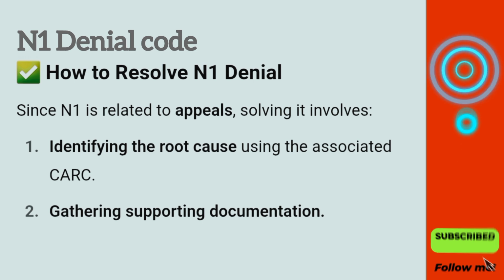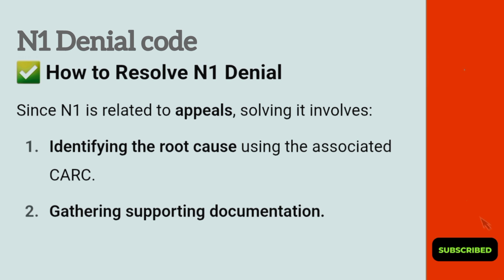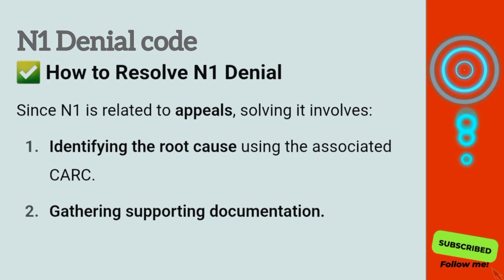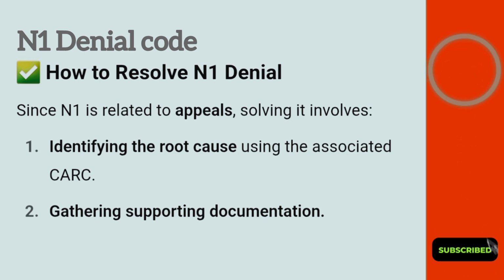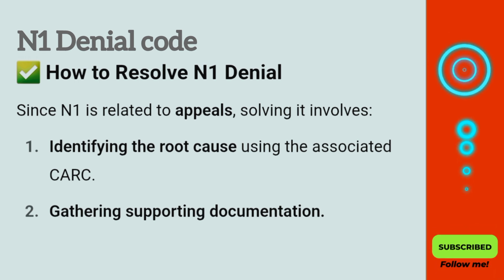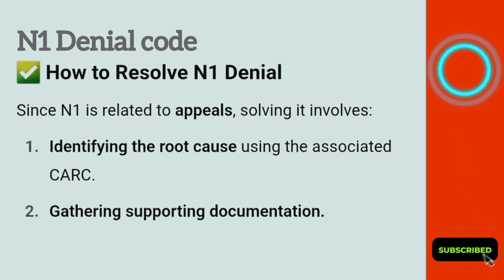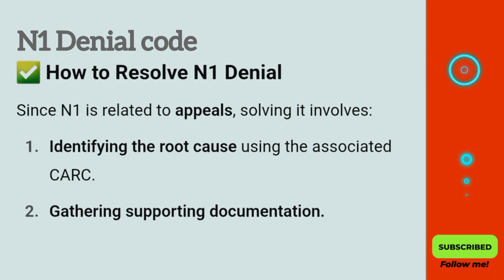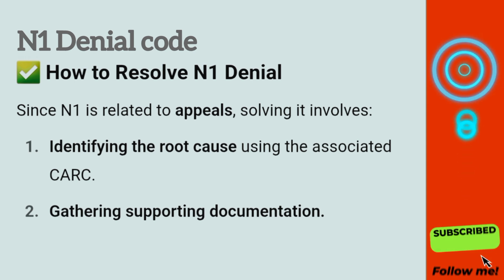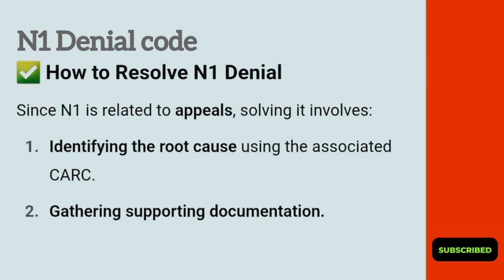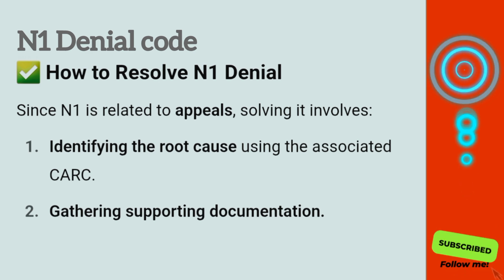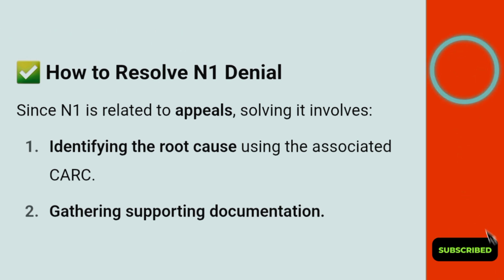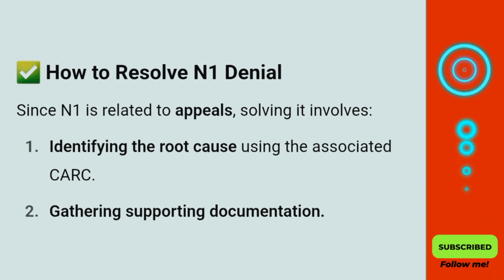How to resolve N1 denial code? Since N1 is related to appeals, solving it involves identifying the root cause using the associated CARC, right? The second step is to get supporting documents. When you are filing an appeal, you have to identify the root cause of that denial: why this denial was received, what mistakes happened, what was missing, what was not obtained in terms of prior authorizations, what exactly the denial reason is. So you need to get to the root cause and then find what supporting documents are required for that certain denial while appealing.